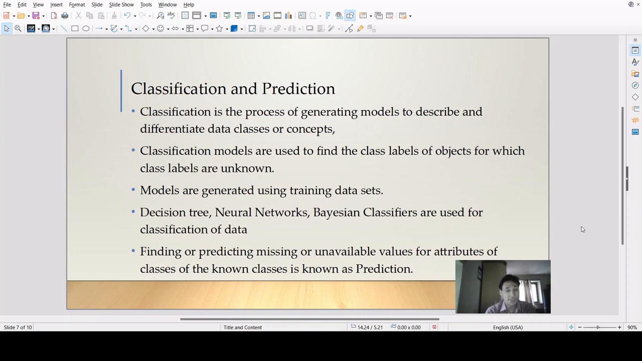Finding or predicting missing values or unavailable values for attributes of classes, where the class is known, is known as prediction. Classification is basically concerned with finding the class labels for the datasets. But in some cases, we may be interested in knowing about the missing values for attributes of classes. We already know in which class the records belong, but we are unsure about some of the attribute values. So predicting or finding missing values of attributes of classes is the process known as prediction.